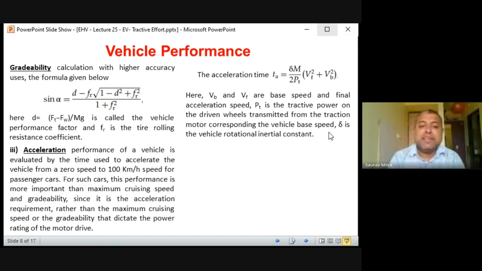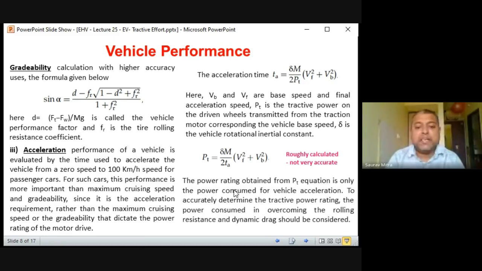And m is the mass of the vehicle, delta is the vehicle rotational inertia constant. That means whenever the vehicle is converting rotary energy into linear energy, there is a translation. So the conversion of rotary into linear generates a term called the rotational inertia constant, given by delta. This is a rough formula for calculating the time taken by a passenger car to increase its speed from 0 kilometer per hour to 100 kilometer per hour, but I told you it is roughly calculated, not very accurate.